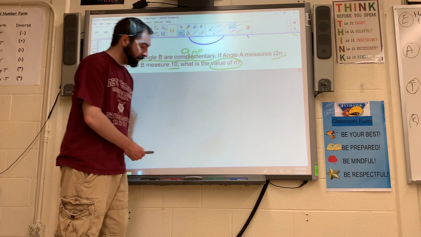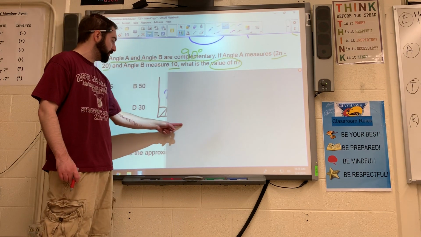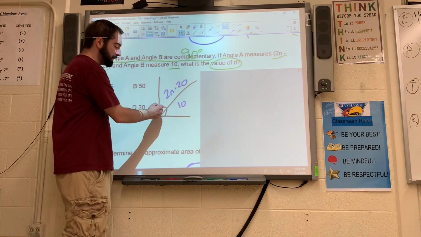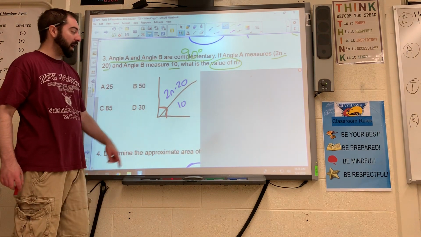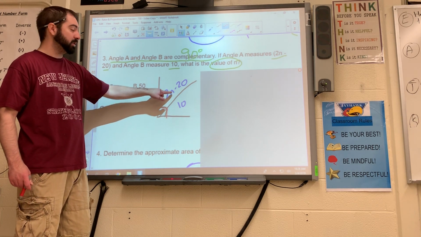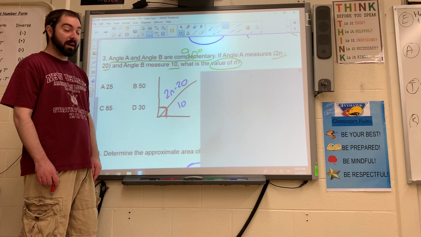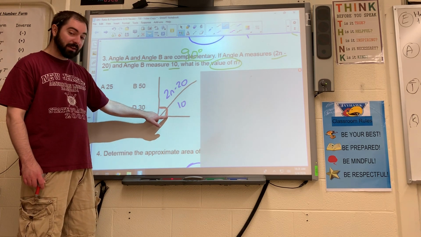So the first thing I would have done in this problem was drawn a picture. A picture would have really helped you. Remember, complementaries make those corner boxes. I know that it's angle A and angle B, so I labeled them. Angle A, 2n minus 20. Angle B, positive 10.